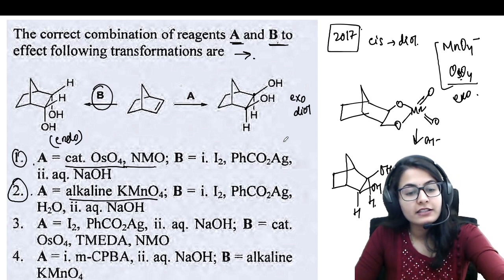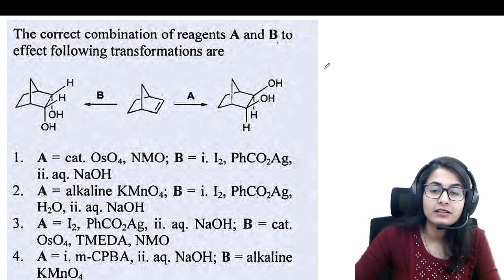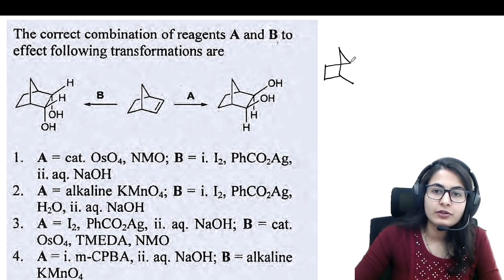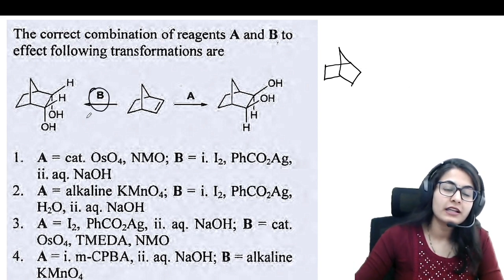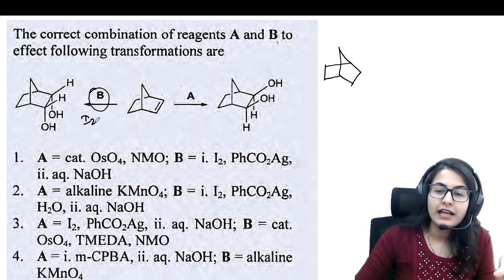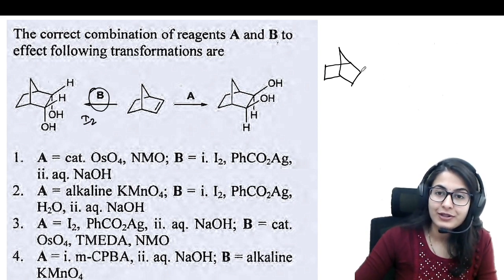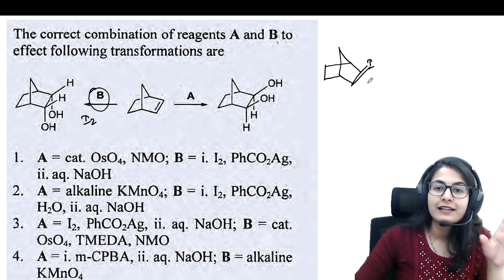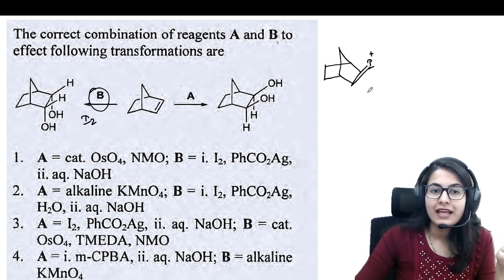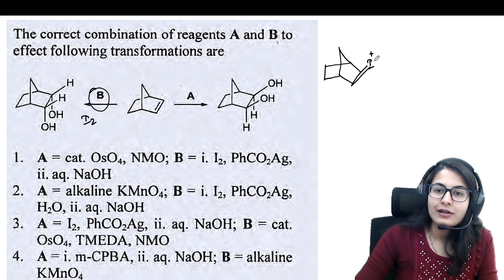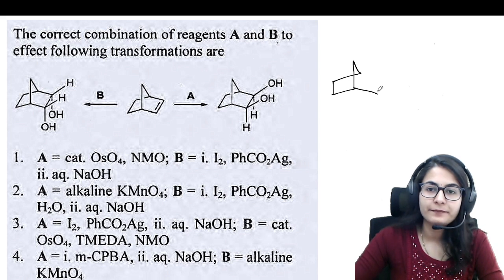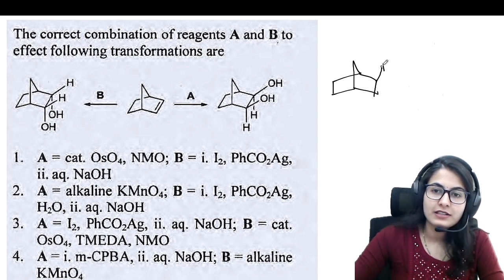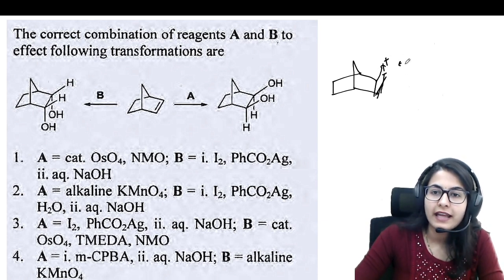So in part B, guys, what we see is that both OH groups are below the plane. How is that possible? Let's say in option B, first of all, we are providing iodine. If we provide iodine, it's going to react on the less hindered side, that is the exo. Exo is the less hindered side, right? So I should actually write it like this for a better imagination of stereochemistry. Okay? So this iodonium ion is going to form on the exo side.